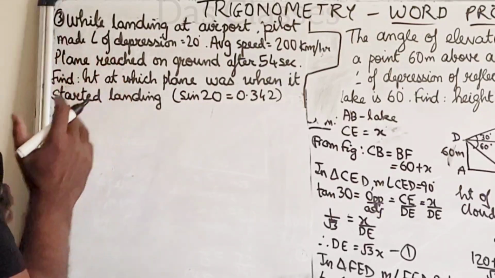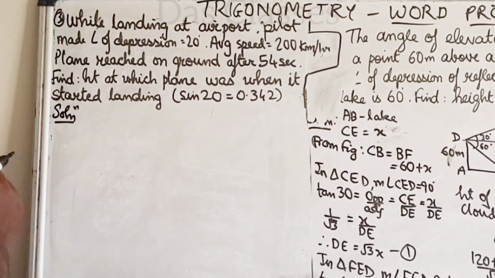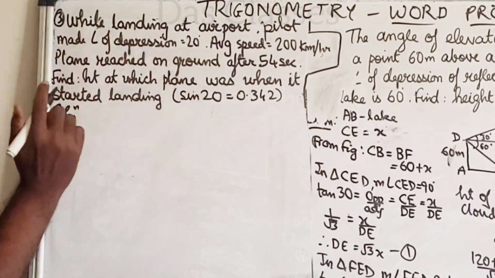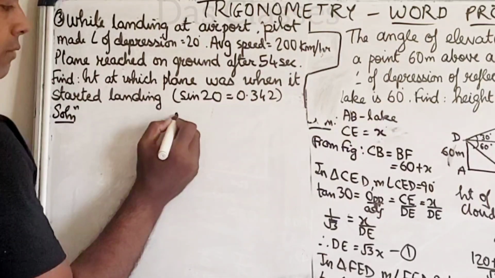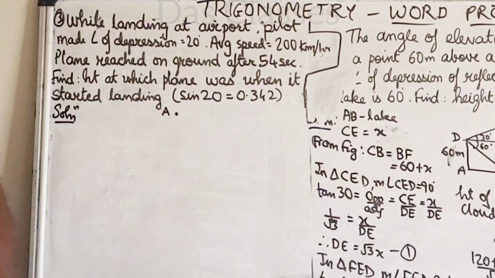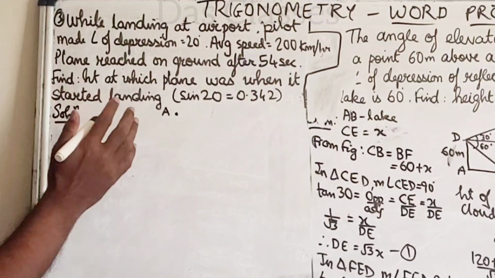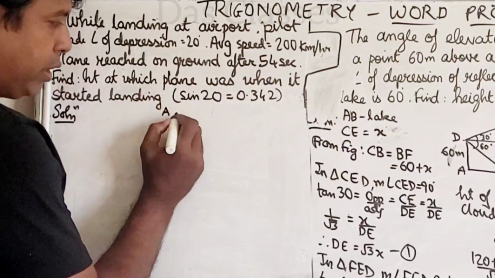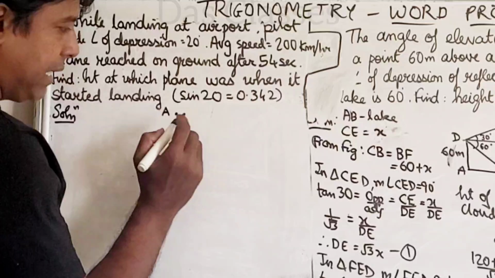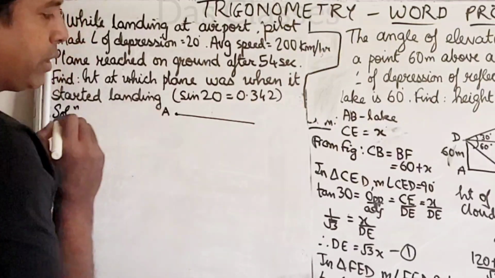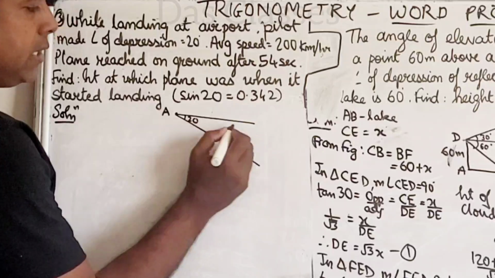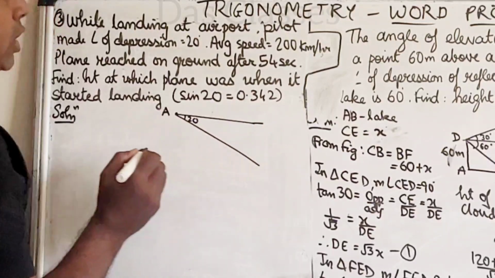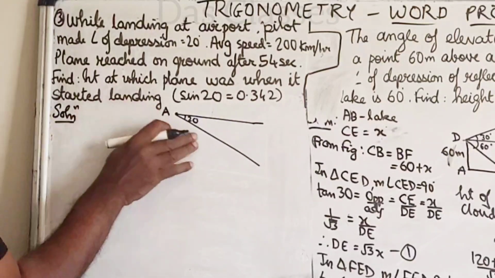While landing at an airport, a pilot made an angle of depression of 20 degrees. Just imagine the landing started somewhere here, at this point, so it made an angle of depression. To make the angle of depression, first let me draw a horizontal. Now the angle of depression is down somewhere, 20 degrees.